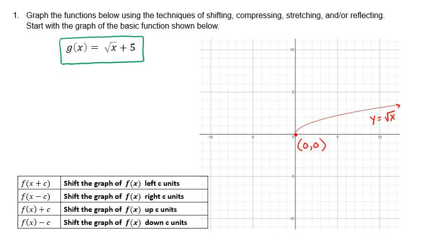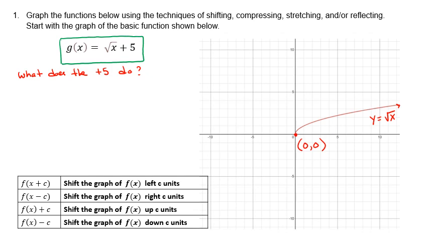So we want to graph g of x, which is the square root of x plus 5. So what does the plus 5 do? And that's what it comes down to with these graph transformations. Now you don't have just x, you have some numbers involved with the x, some addition, subtraction, multiplication, or division, maybe some negative signs. So to graph this g of x, the question is, what does the plus 5 do?